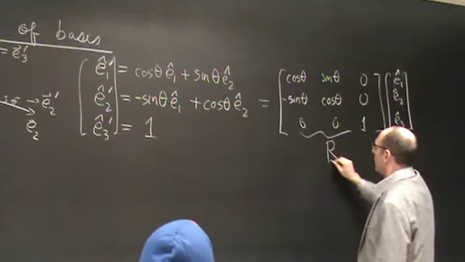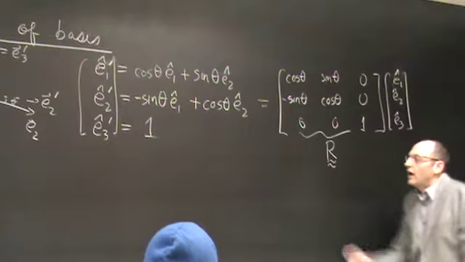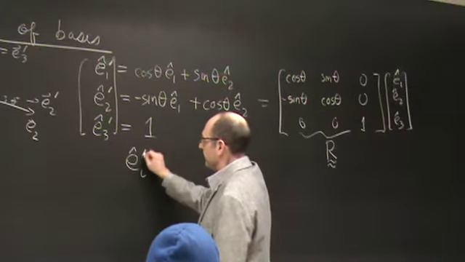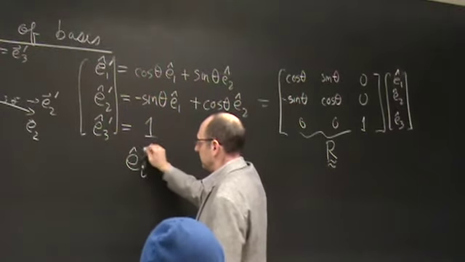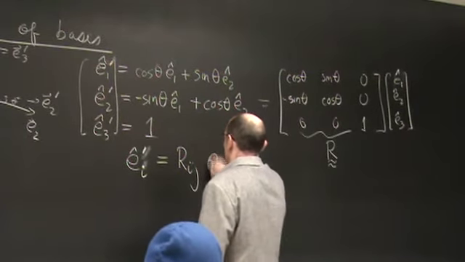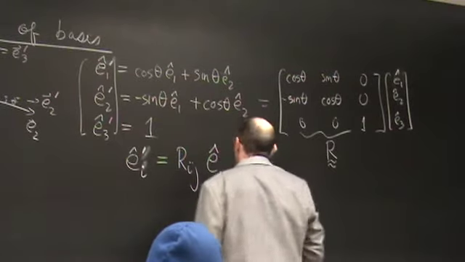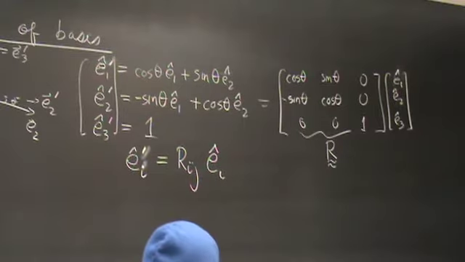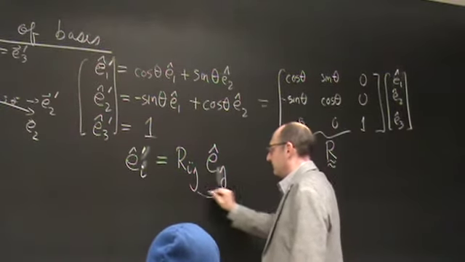Which I'll call R. So the set of new basis vectors, the ith basis vector, is related, in the new coordinate system, to the basis vector in the old coordinate system through this matrix equation, sum over J.